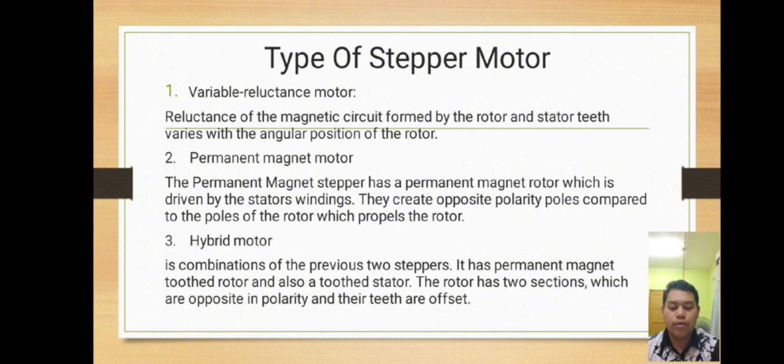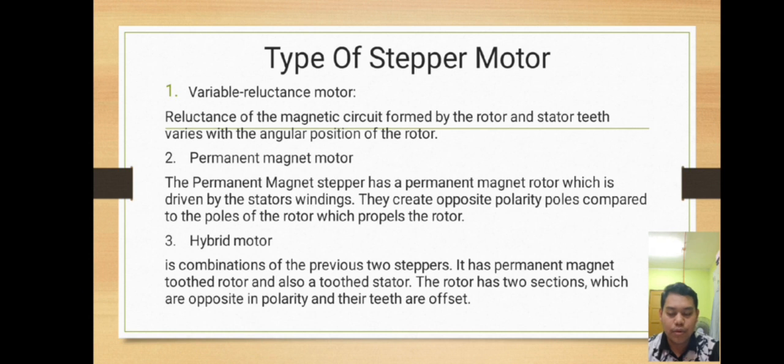Types of stepper motor. First is variable reluctance motor. Reluctance of the magnetic circuit formed by the rotor and stator varies with the angular position of the rotor. Second is permanent magnet motor. The permanent magnet stepper has a permanent magnet rotor which is driven by the stator's winding. They create opposite polarity poles compared to the poles of the rotor which propels the rotor.